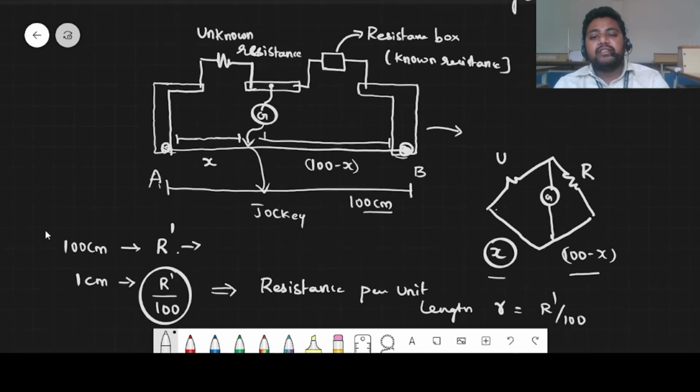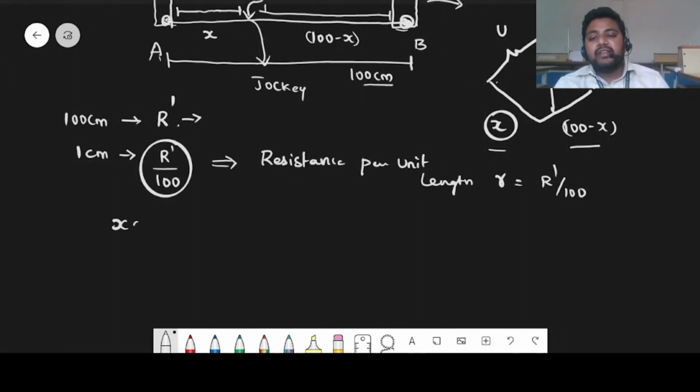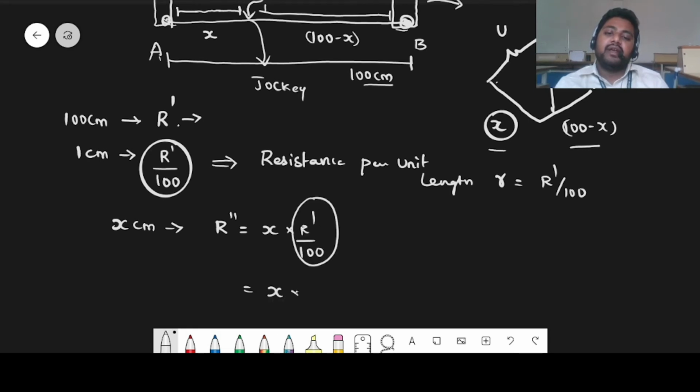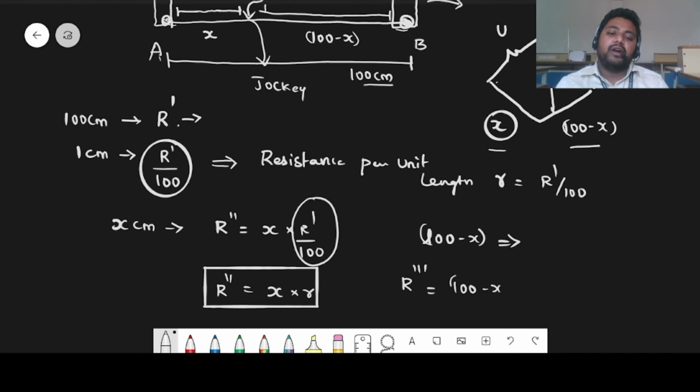Now if you want to find the resistance of X centimeters, R double dash, you can write it as X into R dash divided by 100. This R dash divided by 100 can be further written as small r. So R double dash, which is the resistance of that X length, can be written as X into r. R triple dash, which will be the resistance of 100 minus X, can be written as 100 minus X into r. So the resistance that you are going to have here is going to be X into r, and this will be 100 minus X into r.